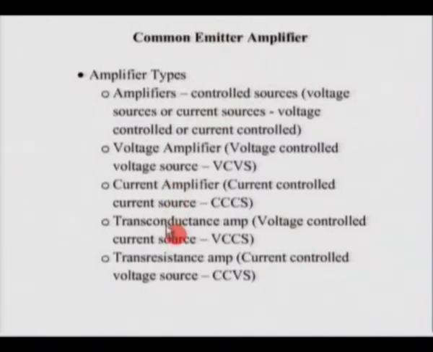The third type of amplifier, the transconductance amplifier, is a voltage controlled current source, meaning the input is a voltage whereas the output is a current. The last type of amplifier is called a transresistance amplifier, which is also called a current controlled voltage source, meaning the input is a current and that current controls the voltage source, the output is a voltage.